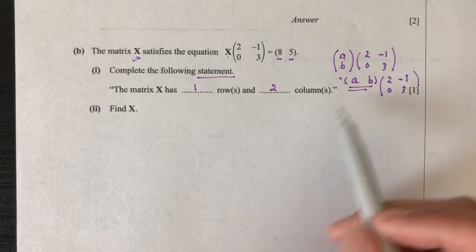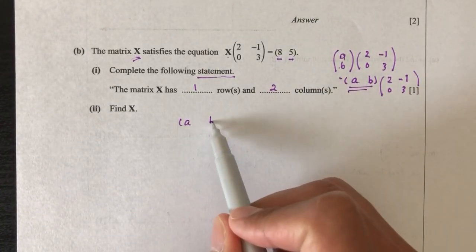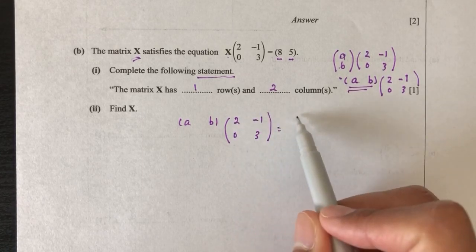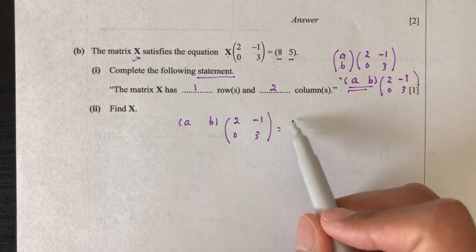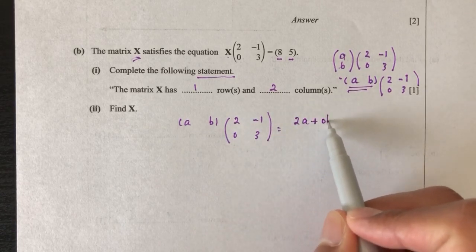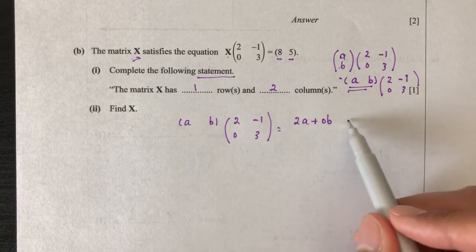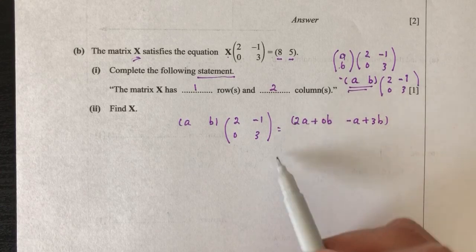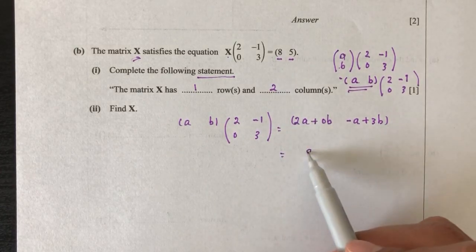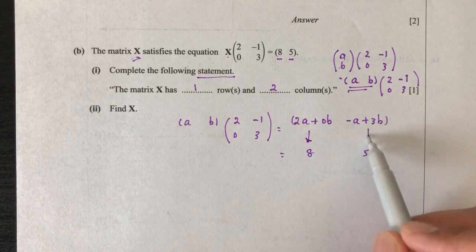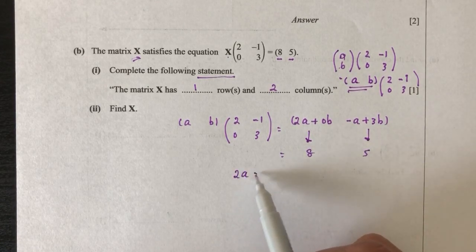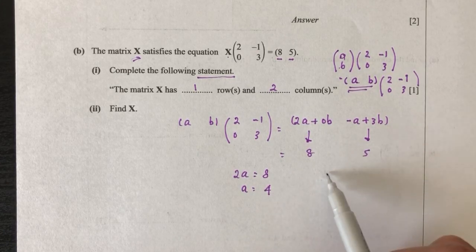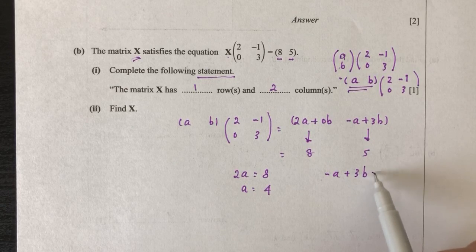Find the value of X. So let's use this one. A, B times this. So let's simplify. We have row by column, so 2A plus 0B. And then we have minus A plus 3B is equal to 8, 5. So equate those two equations. So first one is 2A is equal to 8. So A is equal to 4. And then here we have minus A plus 3B equal to 5.